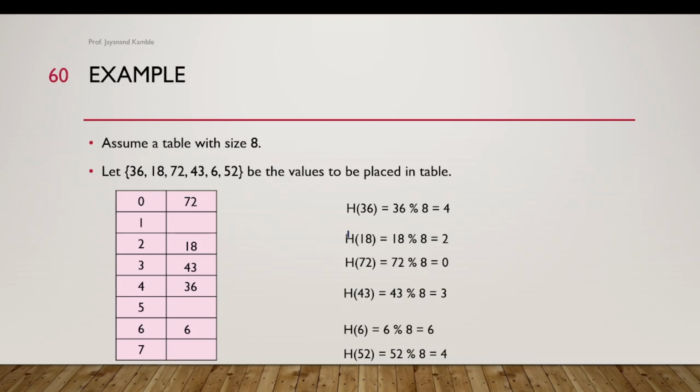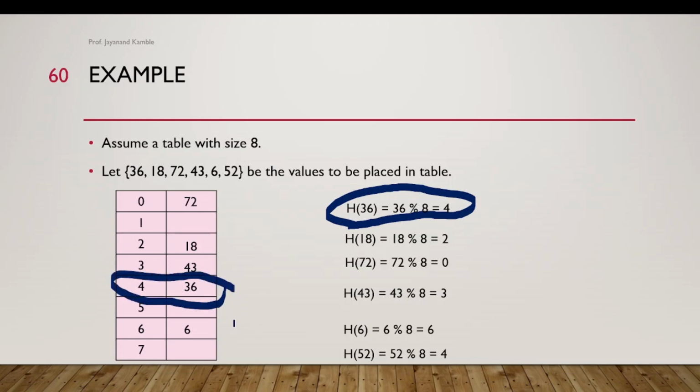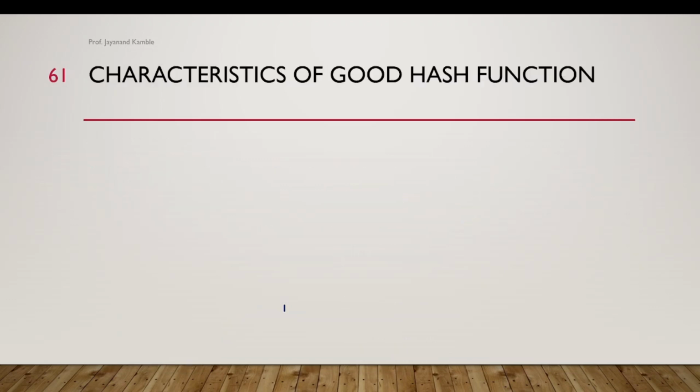Now is the 4th slot available? No, because 36 is already placed there, right? And this 52 cannot be placed at that location, and this is called collision. Clear? So is collision good or bad? Bad, right? So what is the characteristic of a good hash function? It should create no collision, right?